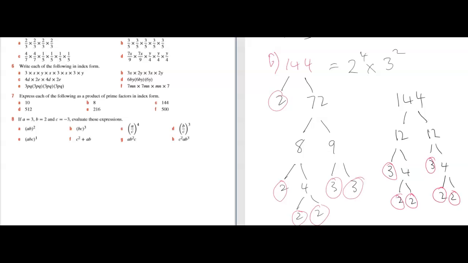And you'll notice we get the same answer. So it doesn't matter what factor pair you use. So we usually write the smaller number first, so 2 to the power of 4, times 3 to the power of 2. Okay, so that's how you do your prime factors.